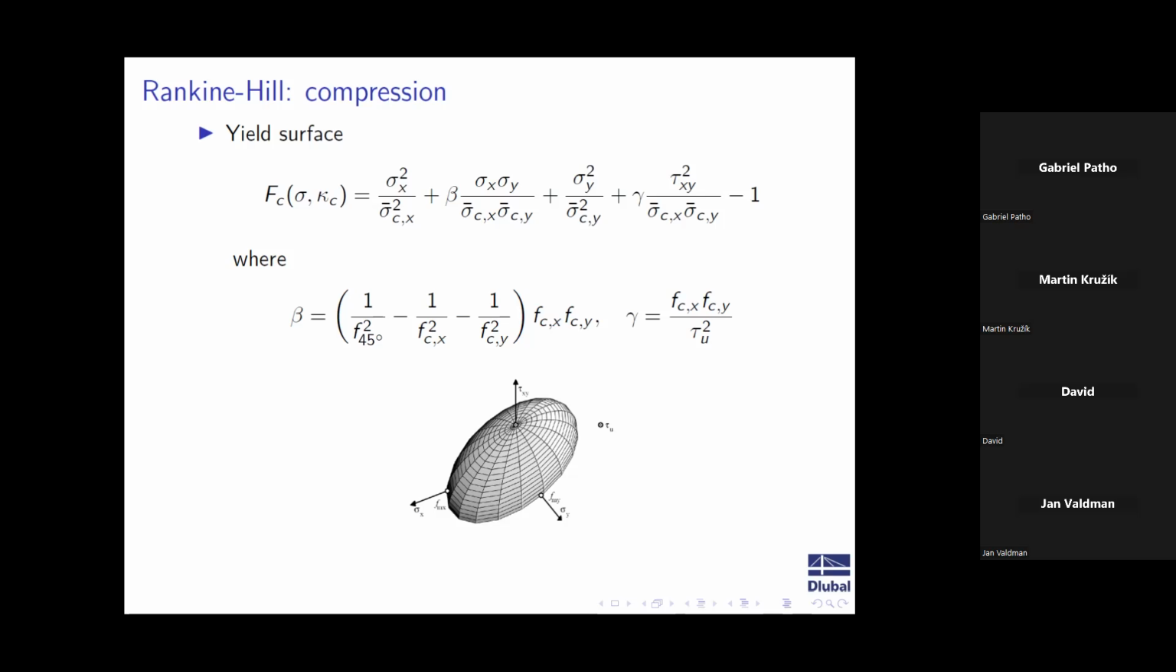Here this weirdly looking strength, f 45 degrees, is the strength you would get from a biaxial compression test if you had the stresses equal to each other. So you compress with the same force in both directions of the masonry.